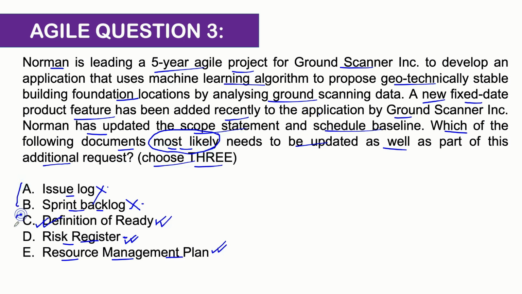And it is a very high probability that the definition of ready will be updated. It's a very high probability that the risk register will be updated, and it's most likely, or a very high probability, that the resource management plan will also be updated. Okay, so the correct answer to this question is option C, D and E. So that was all for this video, guys.